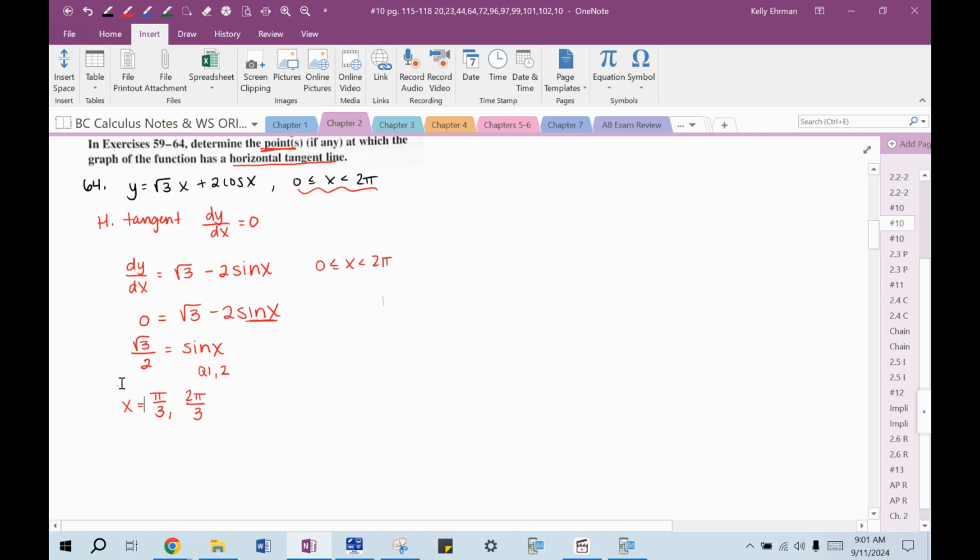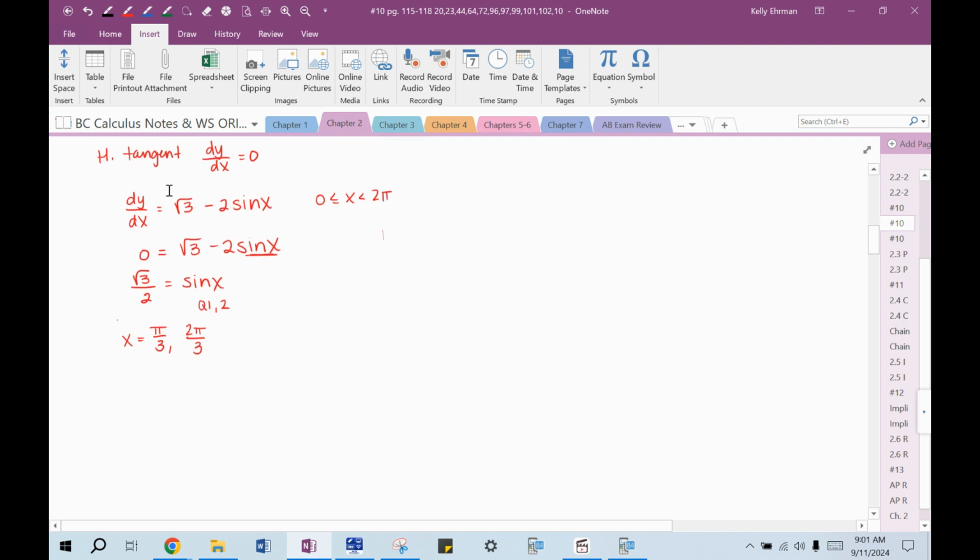So again, I'm not finished at this point. I almost boxed in my answer, but remember it says determine the points at which the graph has a horizontal tangent line. So I now know the two x coordinates where we have horizontal tangents, but I need to plug them back into the y equation to see what the y coordinate is. So I think in my work I just called it like y of pi over 3.